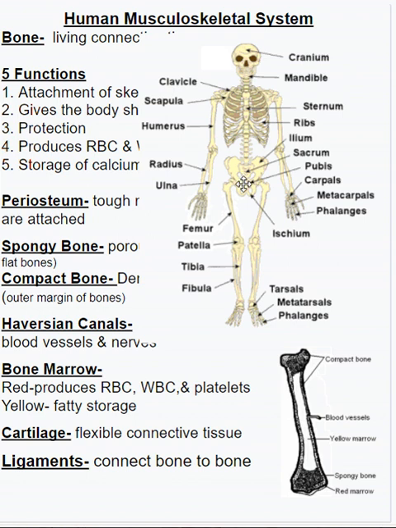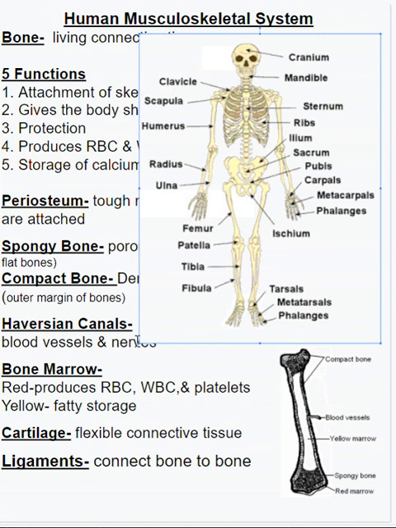The appendicular skeleton, or the appendages, include anything that is part of your arms or legs. So you have the clavicle, the scapula, which is your shoulder blade, humerus, radius, ulna, and bones of the hand, all noted on here for you. And then with the legs, you have the femur, the patella, tibia, fibula, and all of the bones of the feet. That would be the appendicular skeleton.